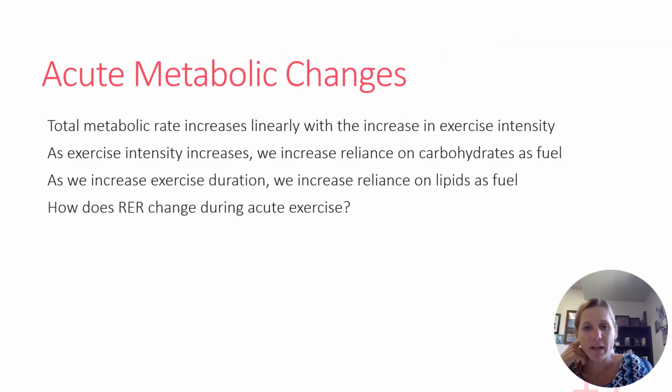Metabolic changes, again, this should be a breeze because we've already talked about these, so this should be a nice little review. Total metabolic rate during acute aerobic exercise will increase linearly with the intensity. So the harder you work, the more calories you burn. As exercise intensity increases, we rely more on carbs. And as we increase the duration of the exercise, we'll rely more on lipids for fuel.